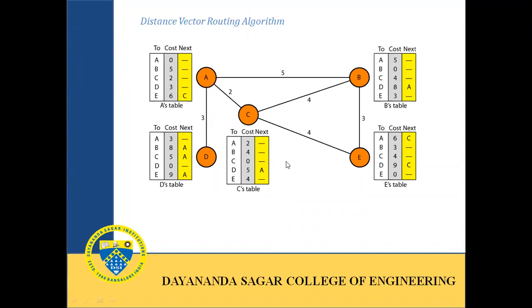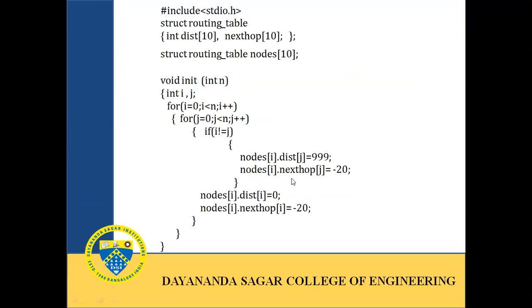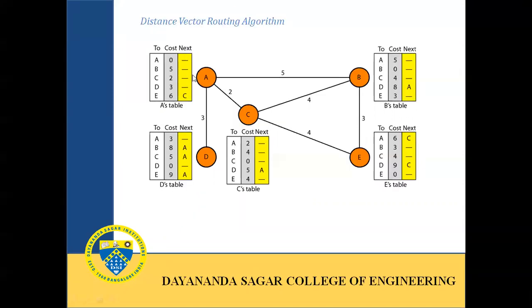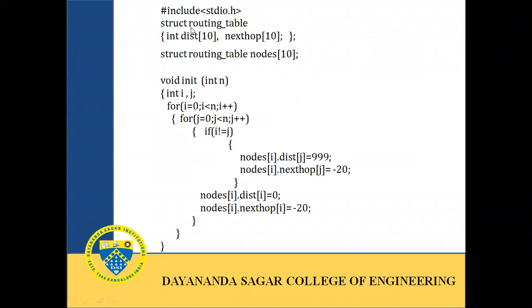So we'll see how this distance vector routing is implemented using a C program. As you can see, each node will maintain 2 vectors, one vector for distance, one vector for the next hop entries. So we require 2 arrays. So we are creating a routing table using a structured data type where one array will maintain the distance and another array will maintain the next hop entries. We're just considering that the maximum number of nodes in a network is 10.